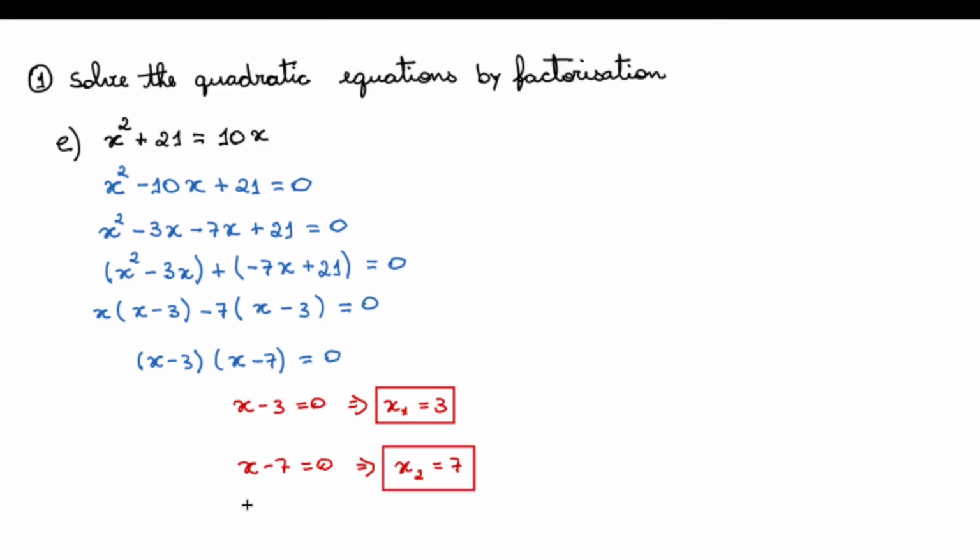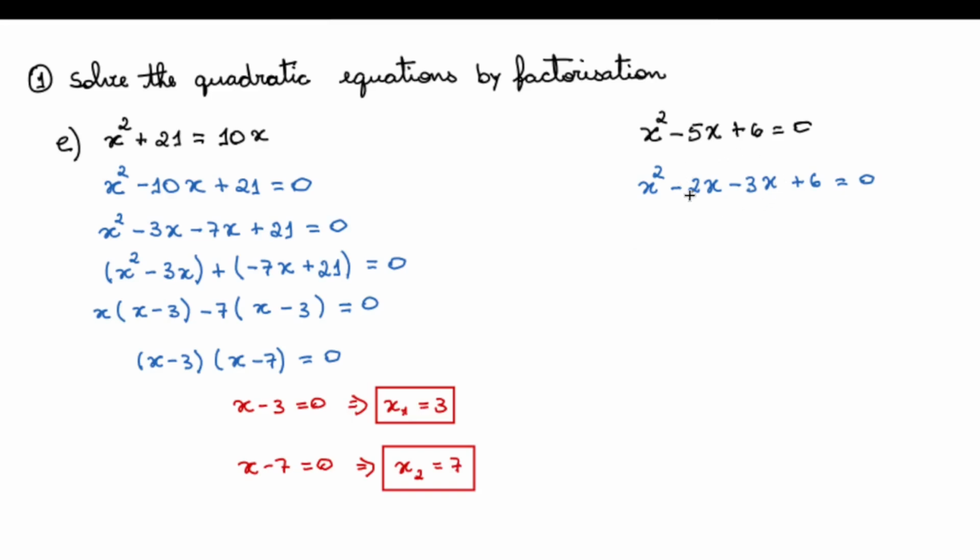Now you must be wondering, how do I know the two terms into which I have to split the middle term? Here I split minus 10x as minus 3x and minus 7x. In the previous equation, I split the middle term as minus 2x minus 3x. Note what they have in common.